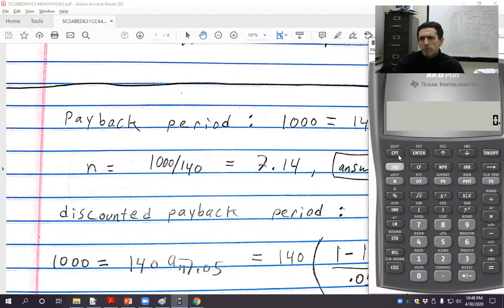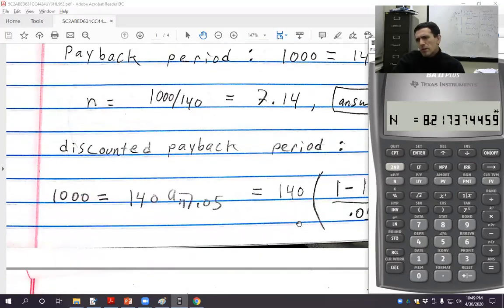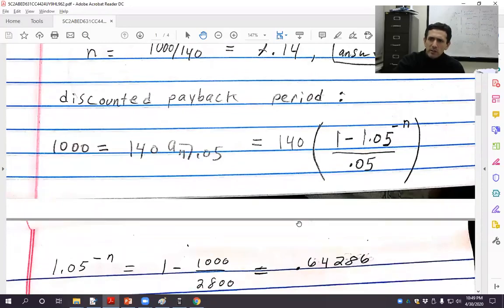Clear TVM. Remember, you make your calculator unhappy if you don't enter minus 1,000, and it makes no sense if you enter plus 1,000 and plus 140 for your payments. But anyway, minus 1,000 is the present value that I enter. Payment is 140. 5 is the interest rate. Compute. And then you get 8.2. So the nearest integer is 9. So it's going to be 9 years.